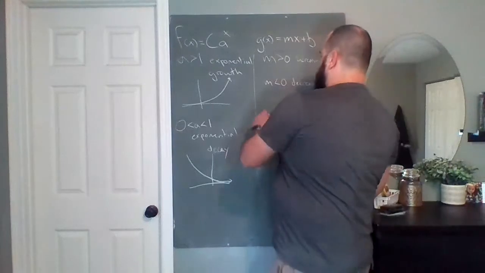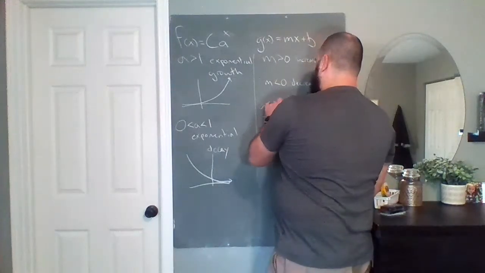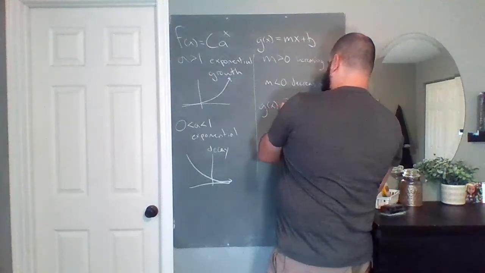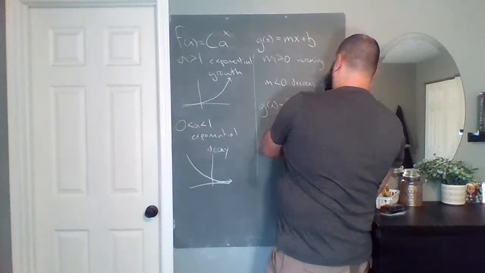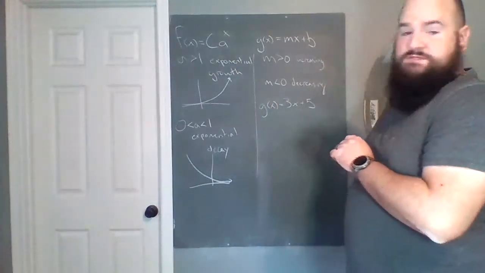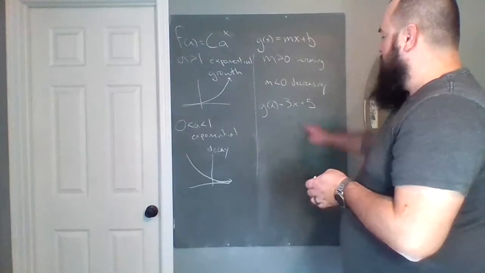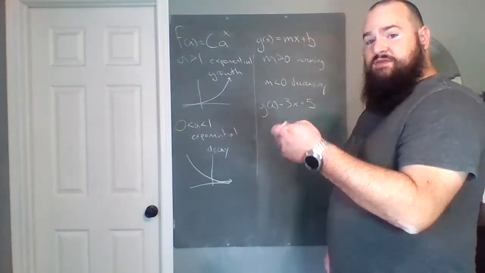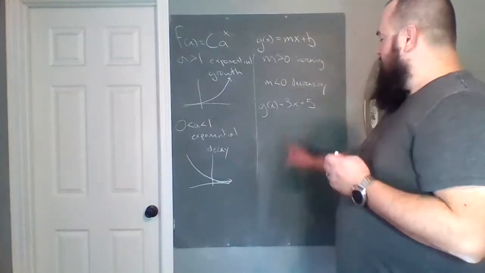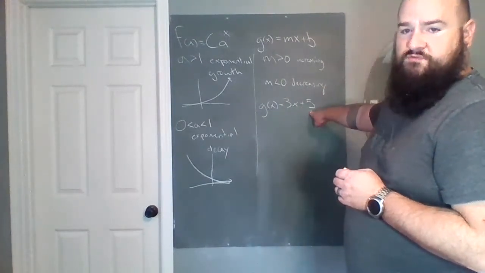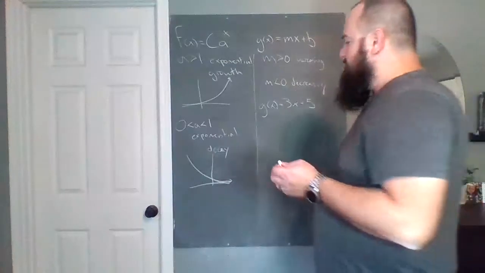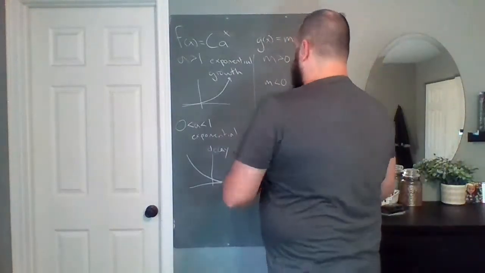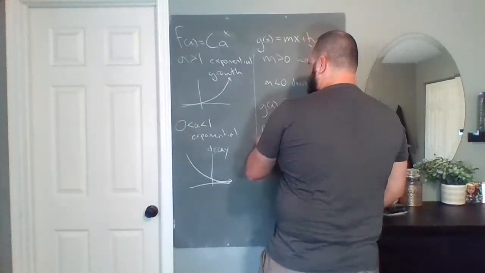So if I say g of x equals 3x plus 5, I know that my function is increasing because the m is positive. I know it's increasing by 3 every time x goes up by 1, and it starts at the point (0, 5), right? Now, I don't want to write it down there. I'm going to write it over here because I don't want to squat down.